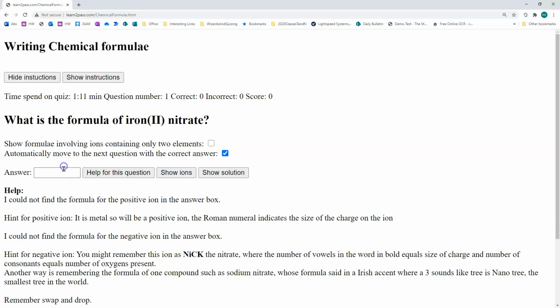If you try typing something in, say for example NaNO, and then do help this question, maybe NO2, it doesn't really provide you any different help, but it sometimes does try.